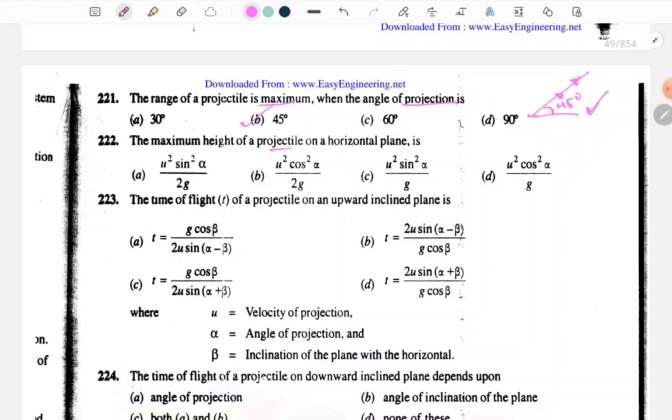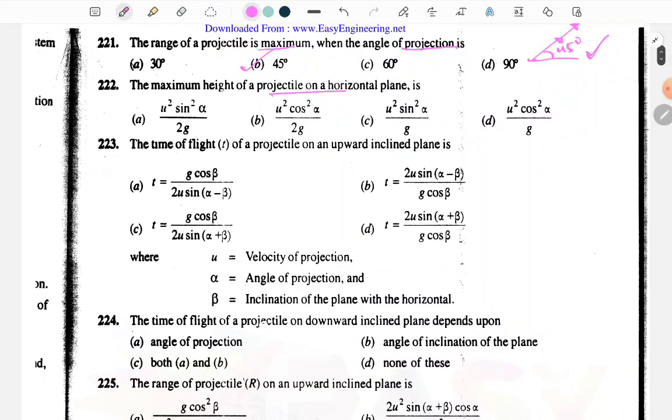Maximum height of the projectile on a horizontal plane, so they are now asking for height: u square sin square alpha by 2g, u square sin square alpha by 2g. Next question.